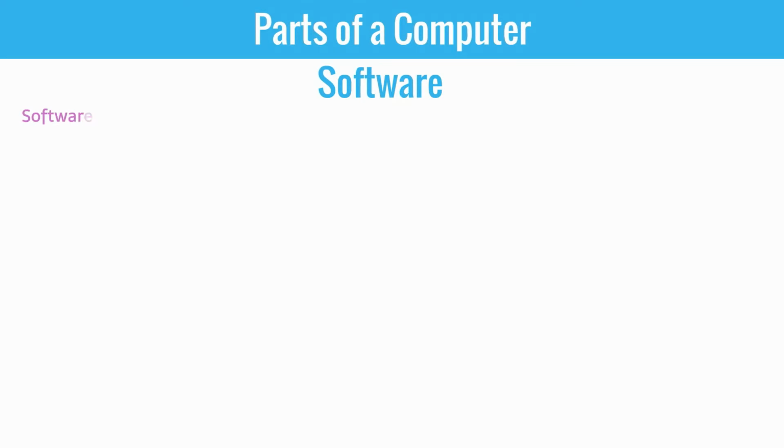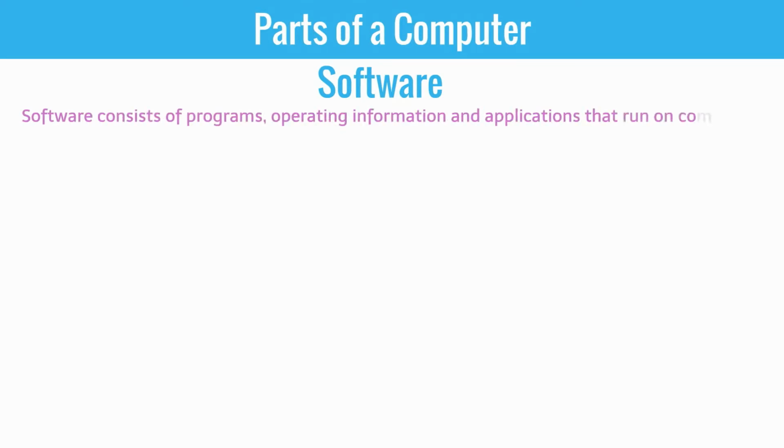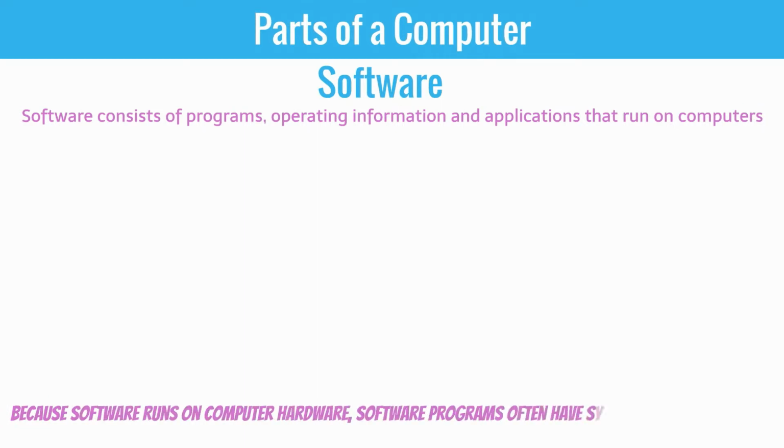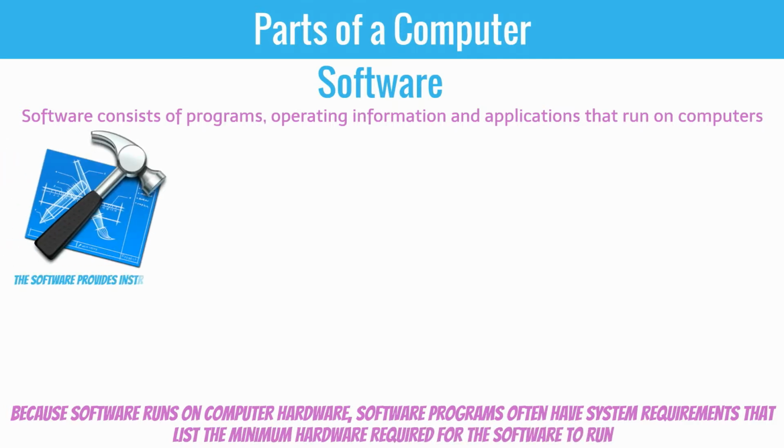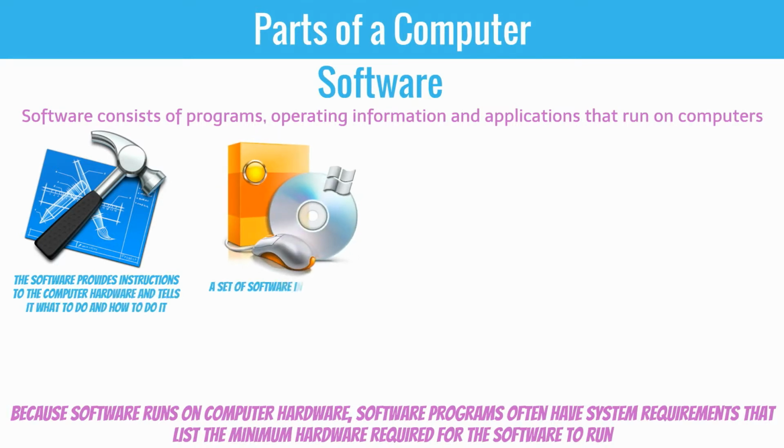Software. Software consists of programs, operating information, and applications that run on computers. Because software runs on computer hardware, software programs often have system requirements that list the minimum hardware required for the software to run. The software provides instructions to the computer hardware and tells it what to do and how to do it. A set of software instructions grouped together make up a computer program.